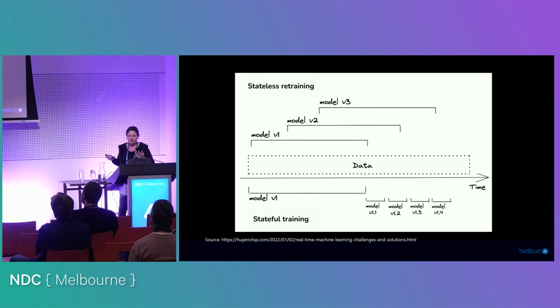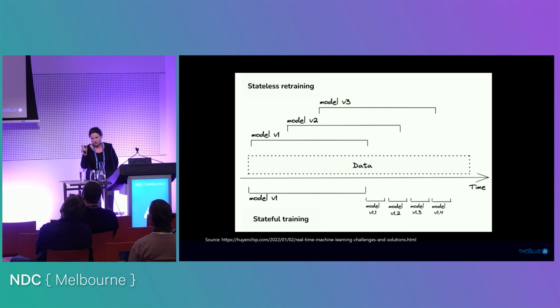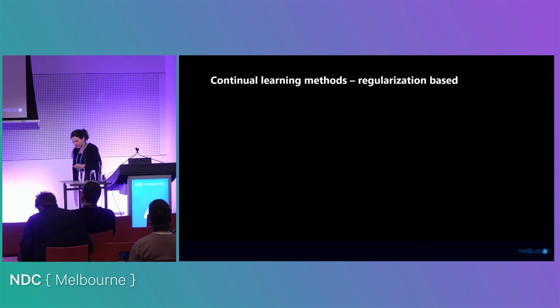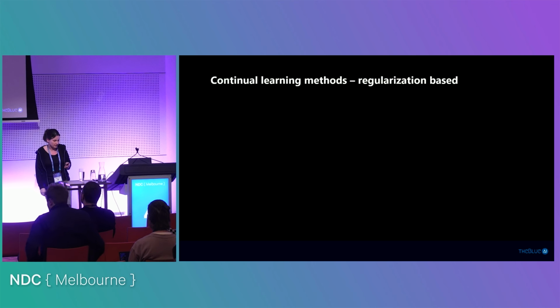If you prefer to look at a graph, we also have an example here. The traditional approach, we can also call it stateless retraining, which we have on the top part here, is where we always train a new model. And in the case of continual learning, the idea is that we have stateful training, and we use just the new piece of data that we're having without touching the previous data at all. So there are three main methods that we have in continual learning.